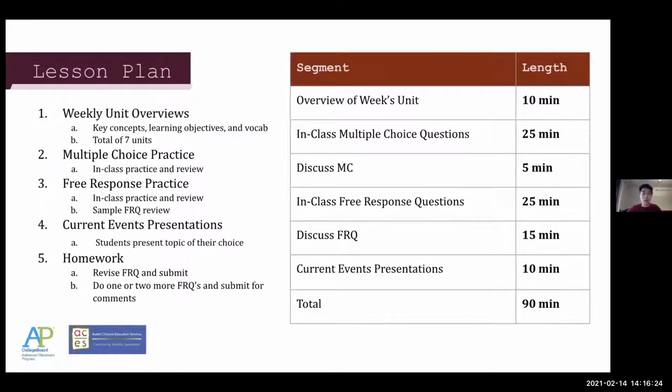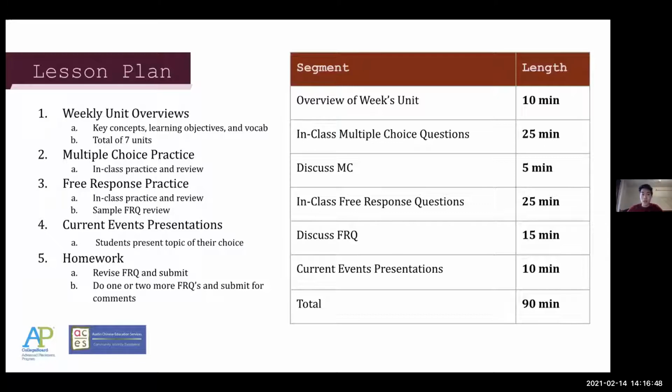We will start each lesson with a weekly overview of the unit. As I said earlier, there are a total of 7 units. Hopefully most of y'all already have a pretty good understanding of these units, so we'll only spend 10 minutes on it, where we'll go over the key concepts, the learning objectives, and the key vocabulary within those units. And then we'll move on to multiple choice practice.